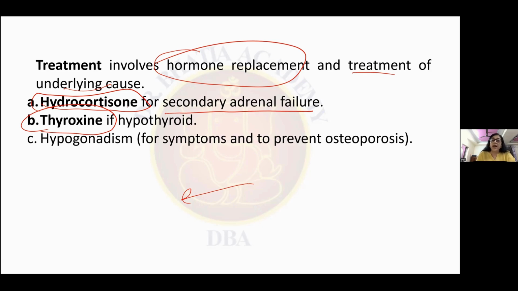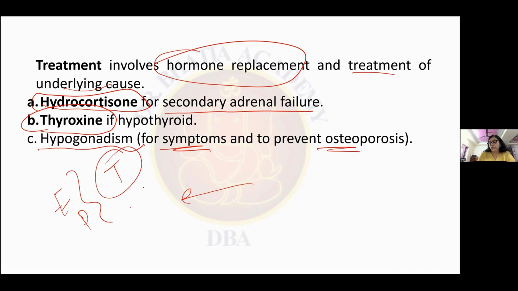So for hypocortisolism, you replace hydrocortisone. For hypothyroidism, you replace thyroxine. For hypogonadism, you treat the symptoms and prevent osteoporosis. So you can replace with estrogen, progesterone, and for males, you can replace testosterone.